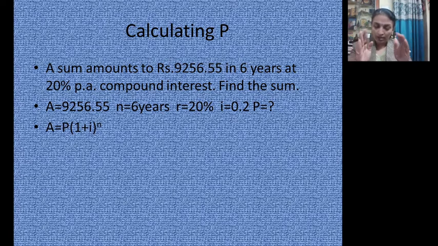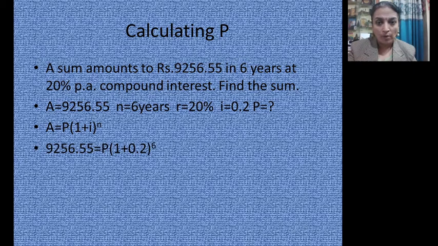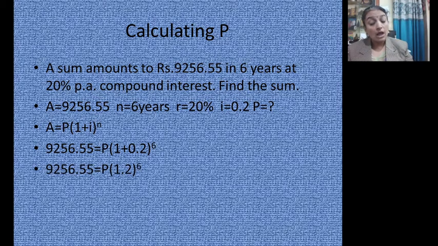A is equal to P, that is our formula. In the bracket we have to write 1 plus I raised to the power of N. What is given? We have to put the values. A is given, that is 9256.55 is equal to, we don't know P, so keep P as P only. Within the bracket 1 plus 0.2 raised to the power of 6, that is N is 6. Now, what is there in the bracket? 1.2 raised to the power of 6, it is associated with P. And this side 9256.55.